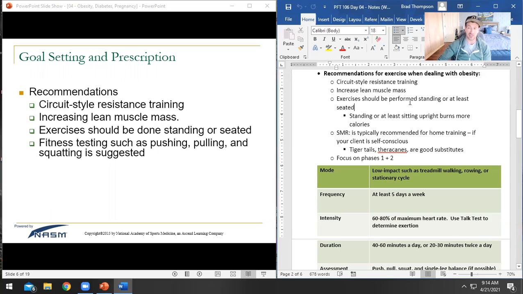Now, if your client starts to get exhausted and standing becomes really taxing, you can always move to at least an upright seated position. But that's what we're going to prioritize. Start with at least an upright seated, bare minimum, but if you can, get your client in standing.